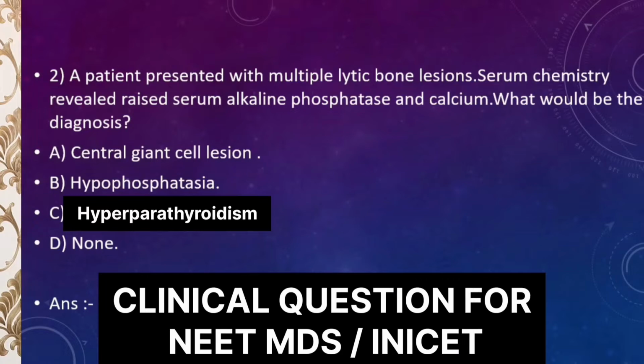A patient presented with multiple lytic bone lesions. Serum chemistry reveals raised serum alkaline phosphatase and calcium. What would be the diagnosis?